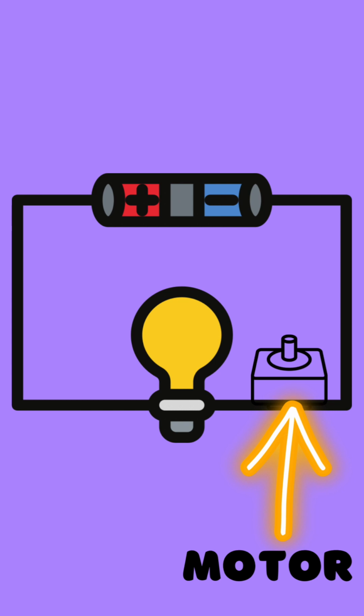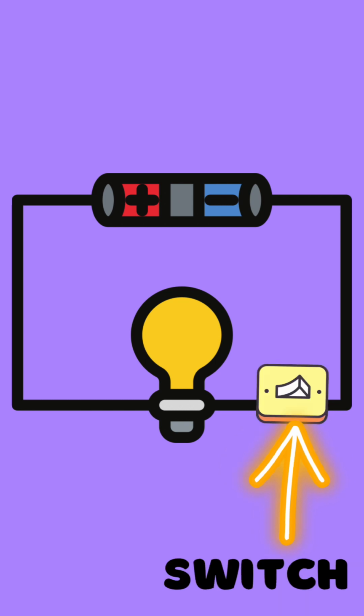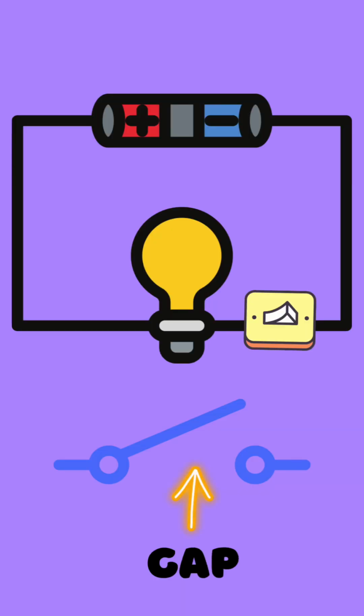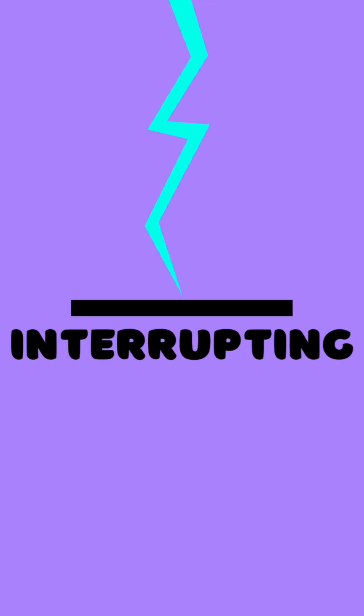Another well-known component is a switch. A switch creates a gap in the circuit, interrupting the flow of electricity. This means a switch can be used to turn other components on and off.